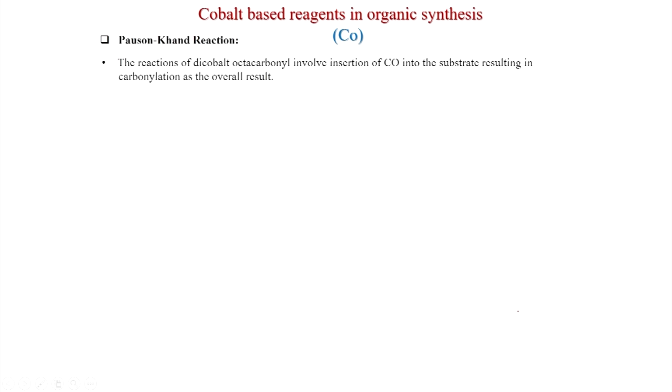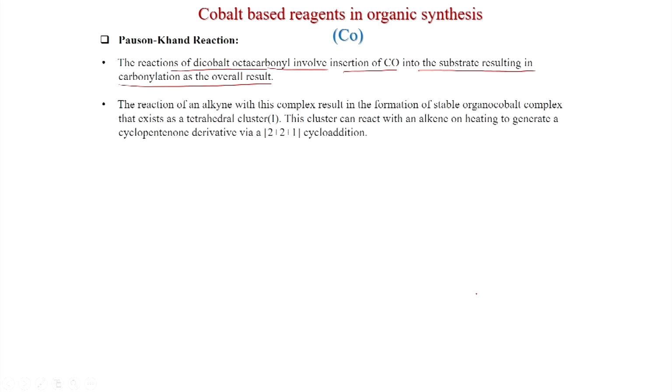So, now we will see the mechanism. The reaction of dicobalt octacarbonyl involves insertion of carbon monoxide into the substrate, resulting in carbonylation as the overall result. Similarly, the reaction of an alkyne with this complex results in the formation of a stable organocobalt complex that exists as tetrahedral cluster 1. So, this is the reaction and tetrahedral cluster 1 is formed.